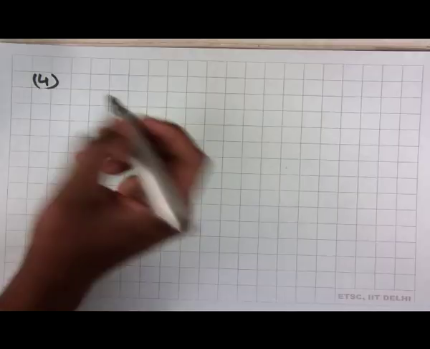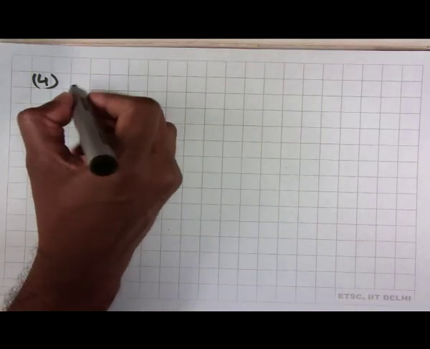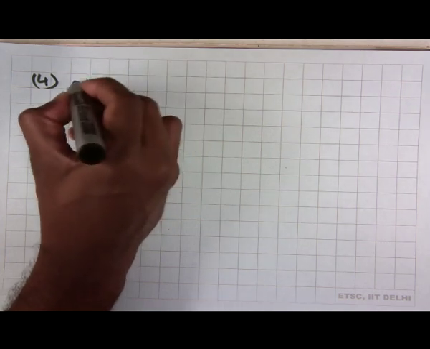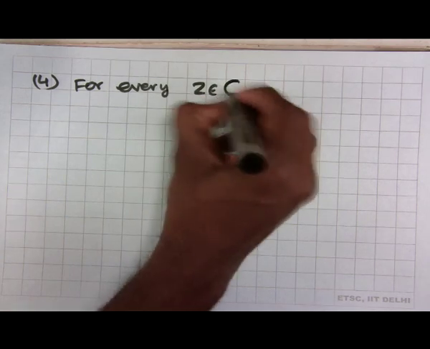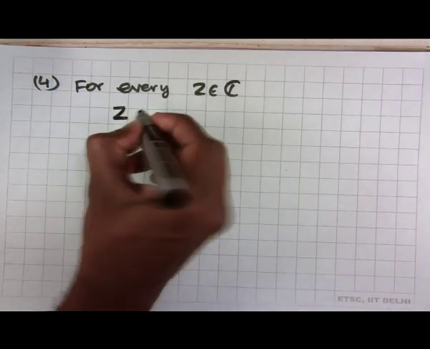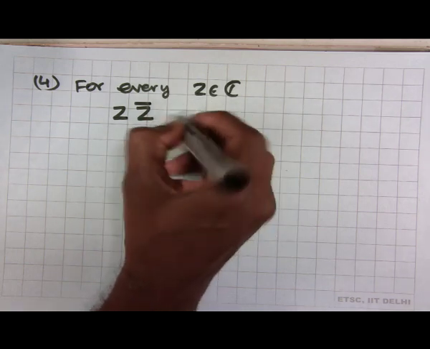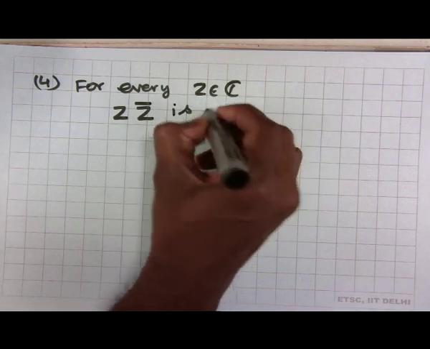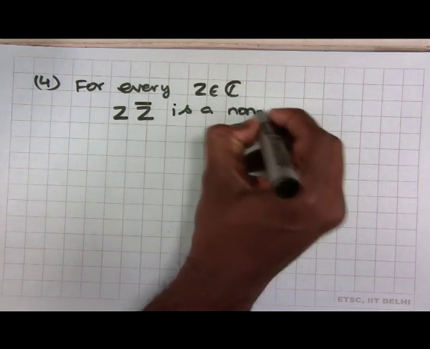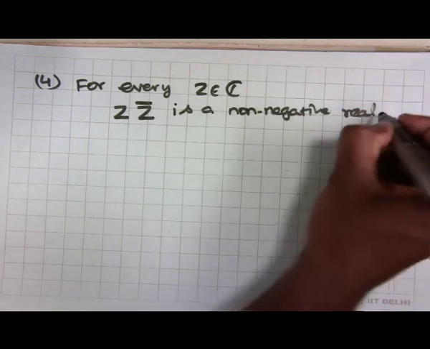Fourth property: for every z in the complex numbers, z times z bar is always a real number, a non-negative real number.